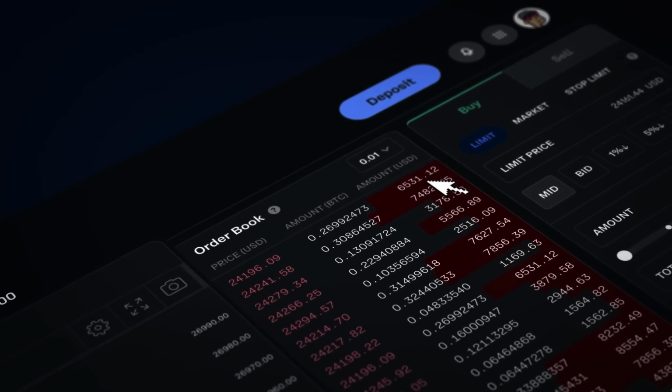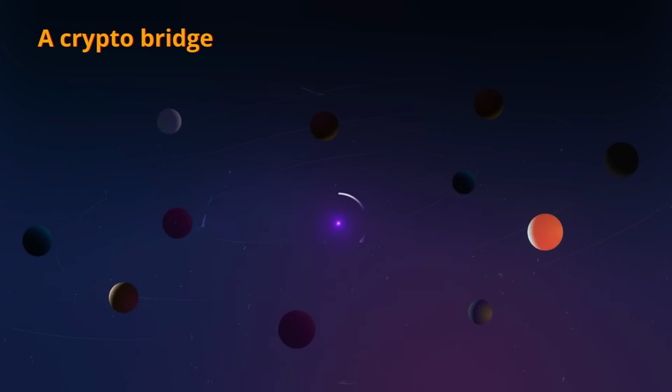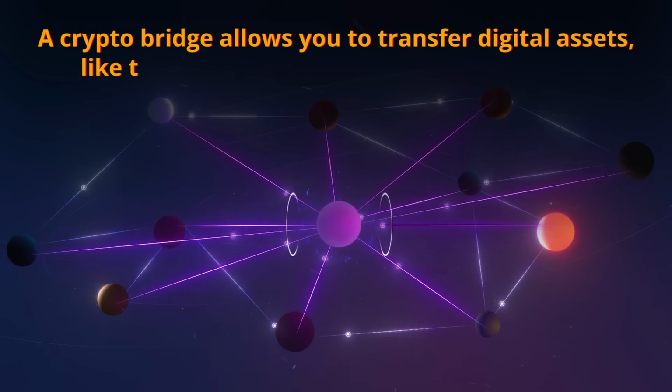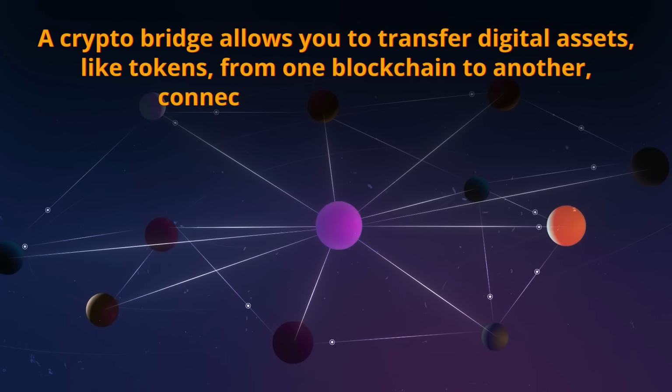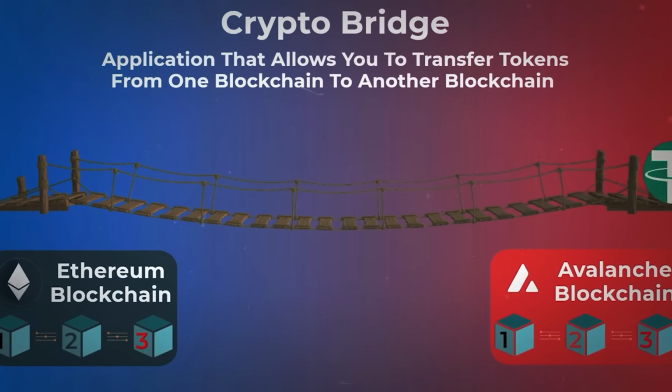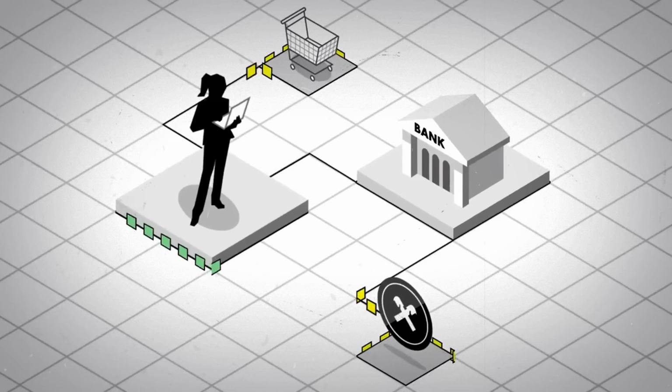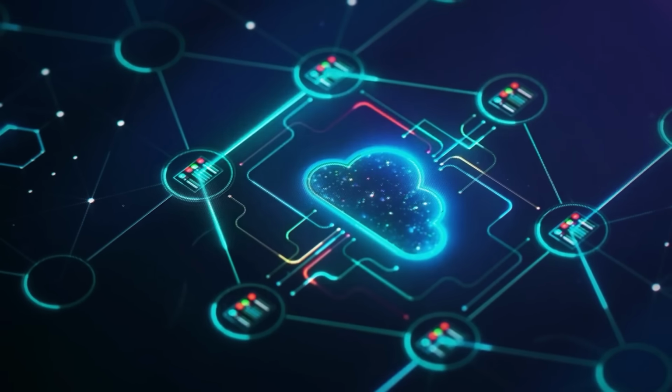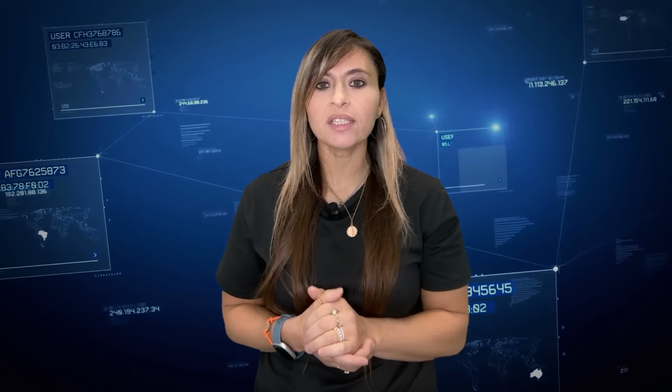What is a crypto bridge and why do we need them? A crypto bridge allows you to transfer digital assets like tokens from one blockchain to another, connecting different networks. Think of it as a bridge that lets you move assets between isolated blockchain islands, enabling interoperability. So, what is interoperability? It's the key concept that refers to the ability of different blockchain networks to communicate and work together seamlessly. Without interoperability, each blockchain operates independently, making it difficult to transfer assets and information between them.